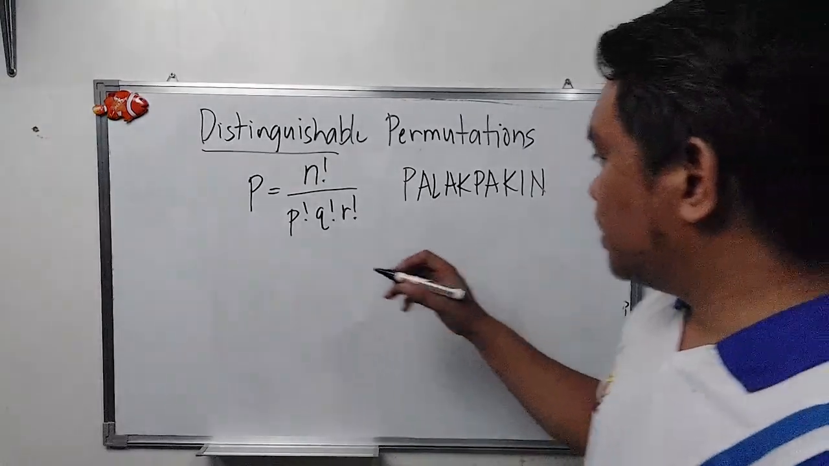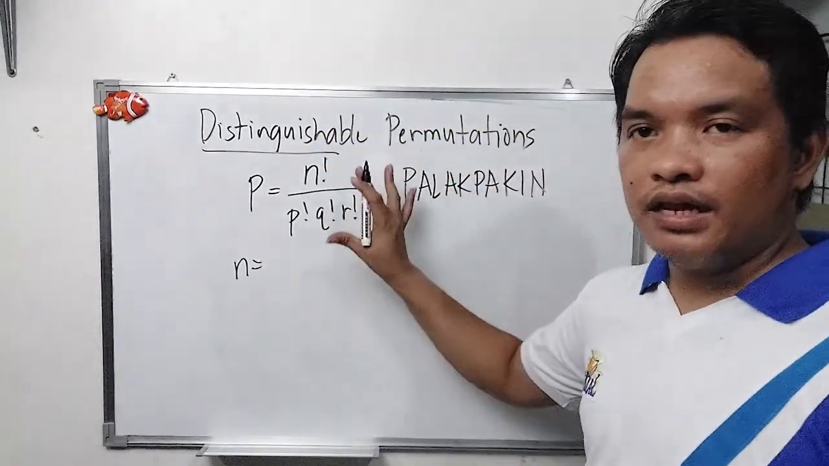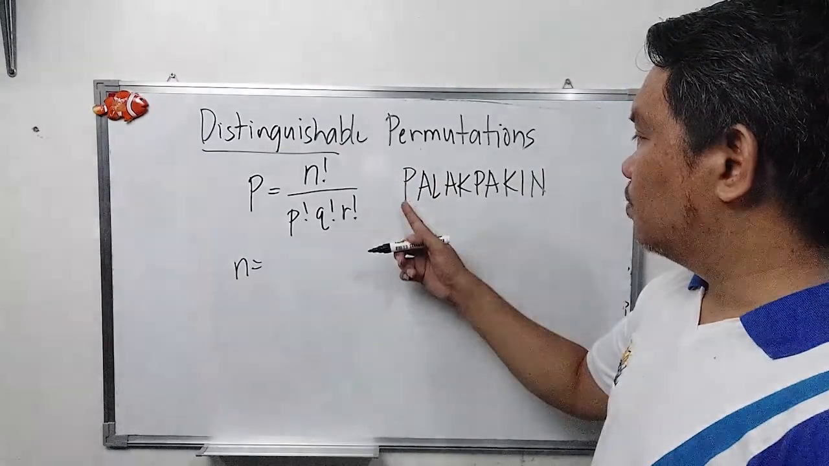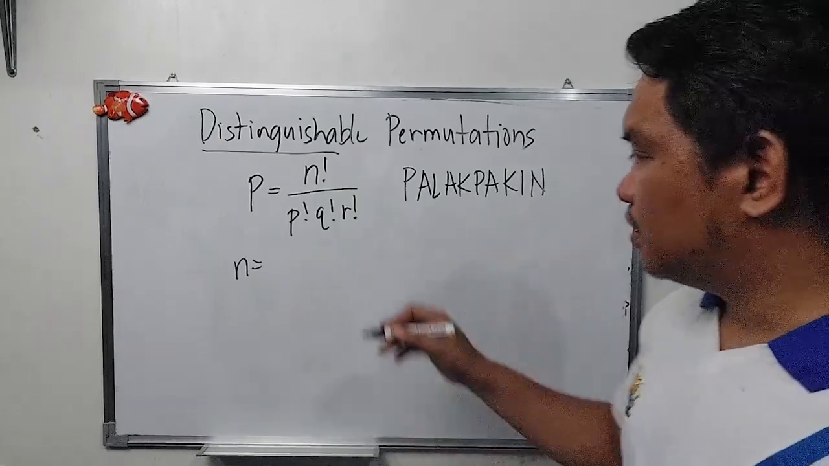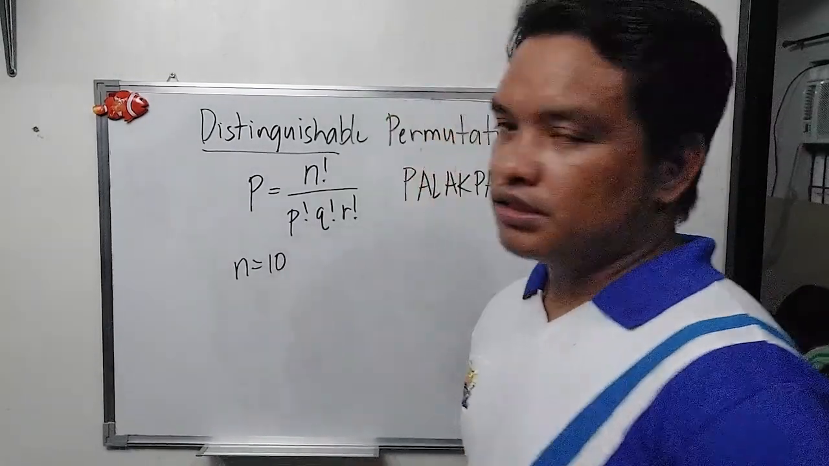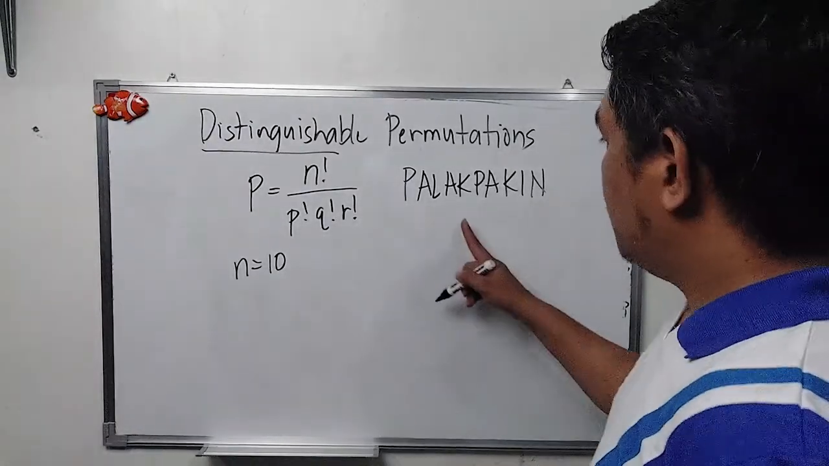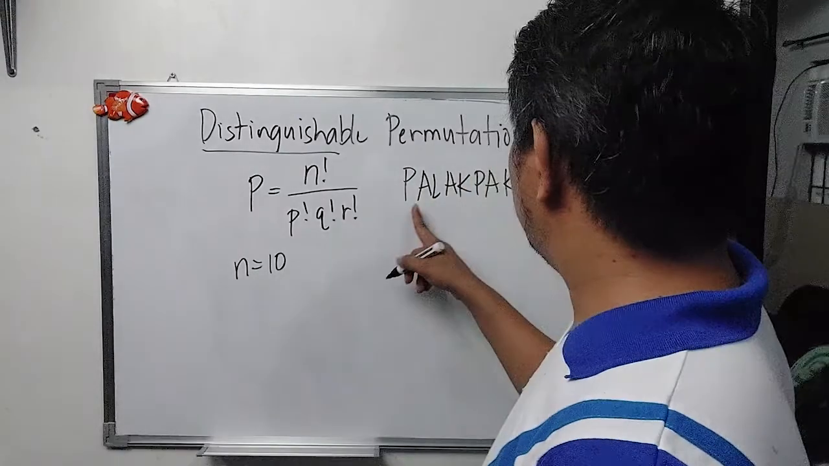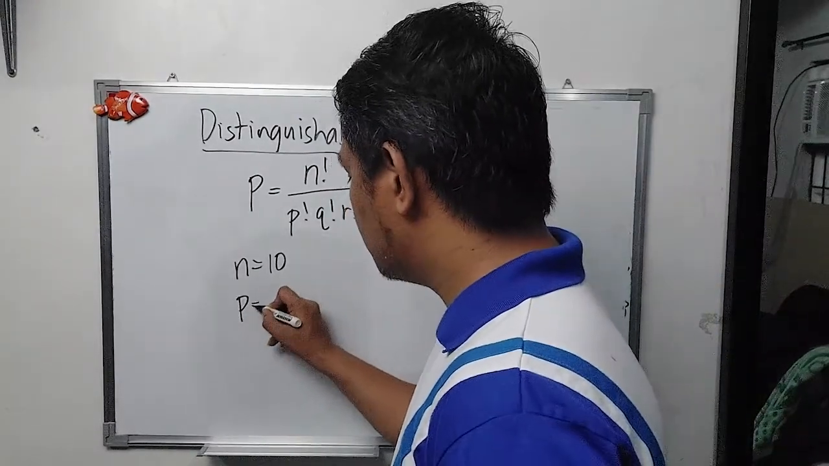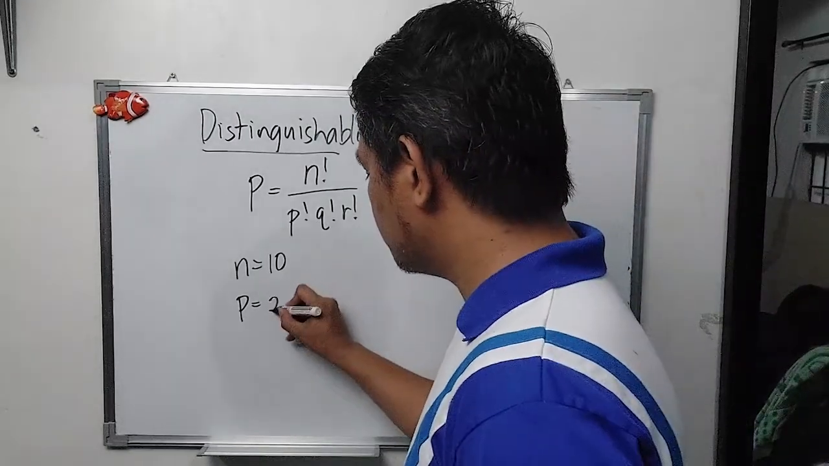Okay. Hanapin natin yung value ng n. Hanapin natin yung value ng ilan lahat yung elements natin. We have 1, 2, 3, 4, 5, 6, 7, 8, 9, 10. So, ang value ng n natin is 10. Then, hanapin natin yung mga letters na may magkakaparehas. So, yung P, ilan siya? We have 1, 2.